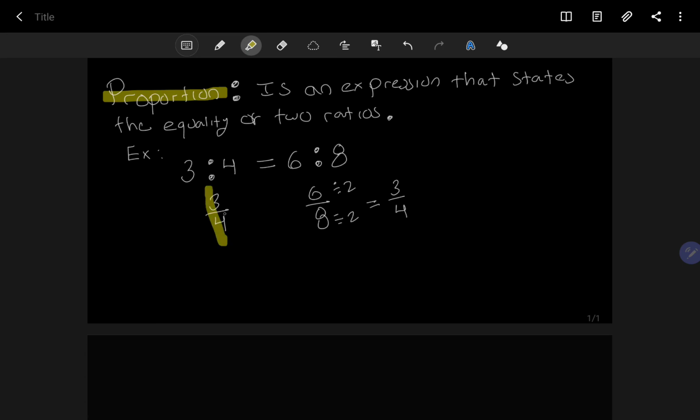I should have just done it that way. There you go. I'm just going to box it. They're both the same thing. So that's what a proportion is.